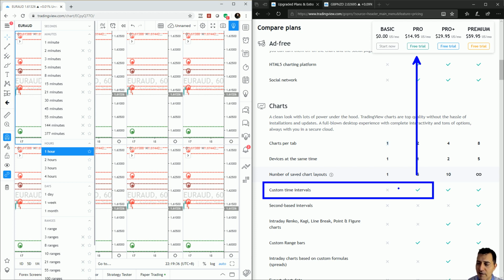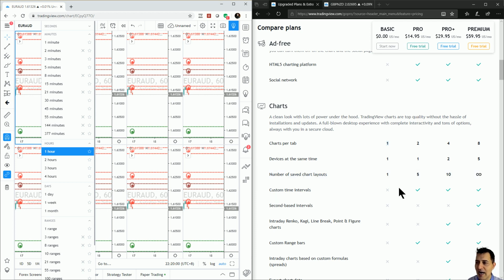And if you happen to be a very active trader, a perfectionist, really involved in the marketplace, this may be a feature that you appreciate having available. Then you would not have enough with the basic plan if that was to be the case.